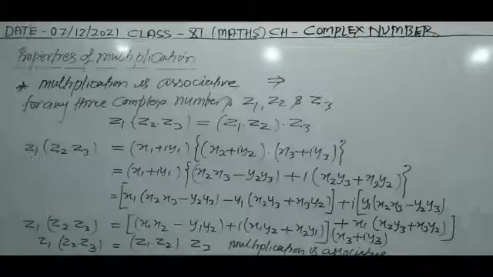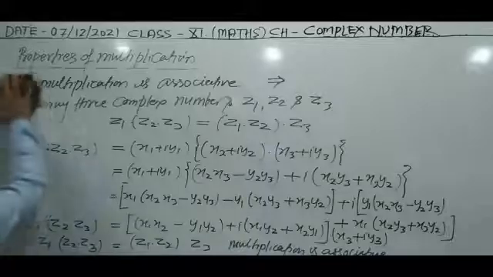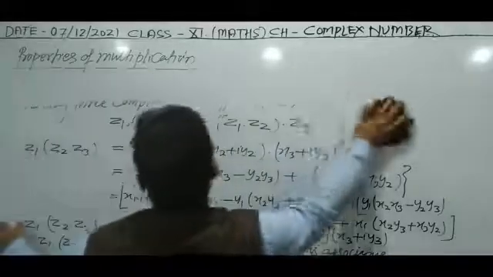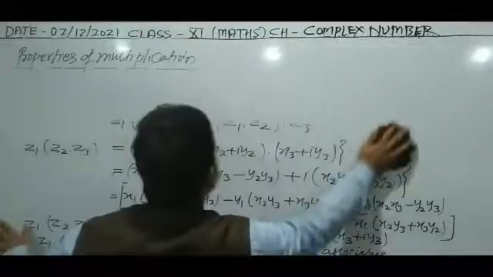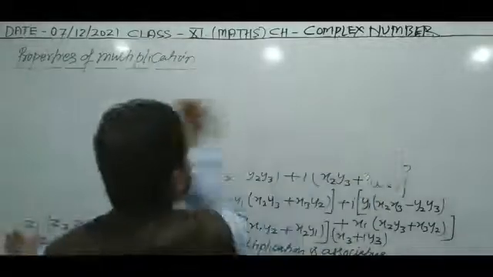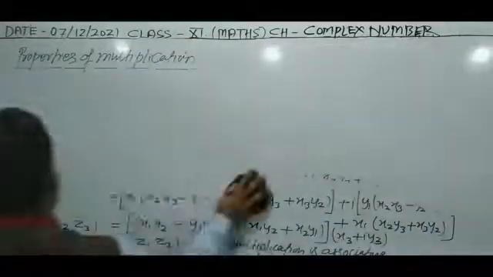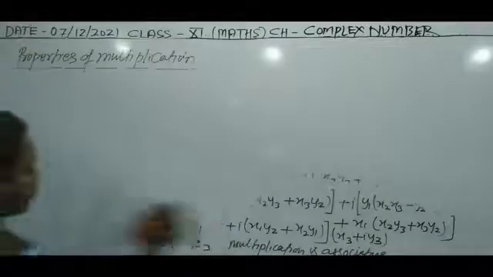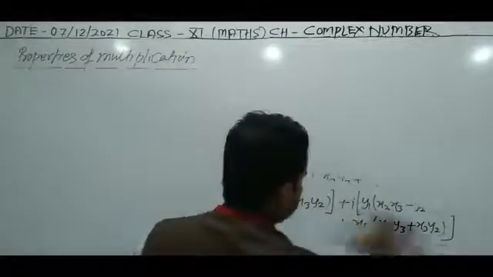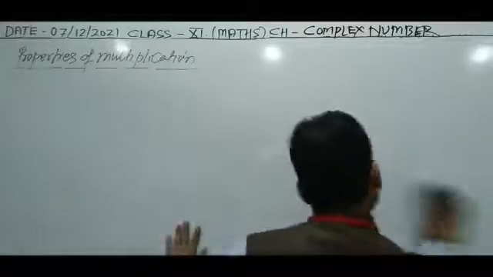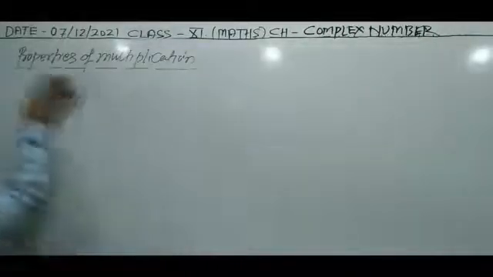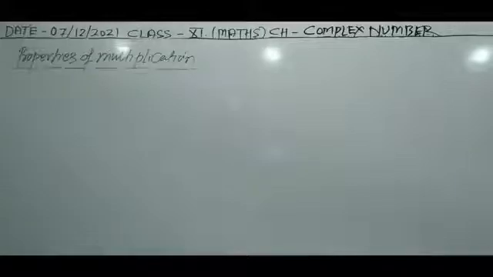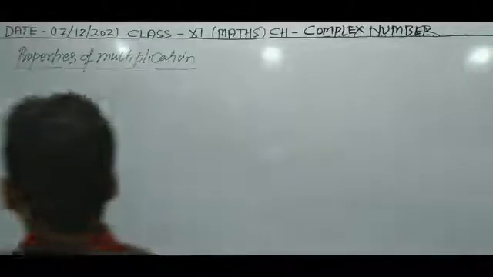Now I will come to the next heading: existence of identity element for multiplication.